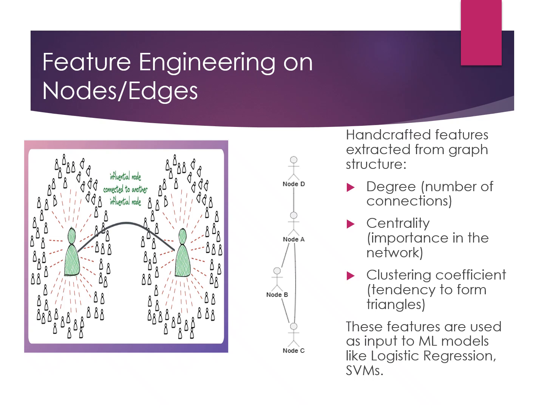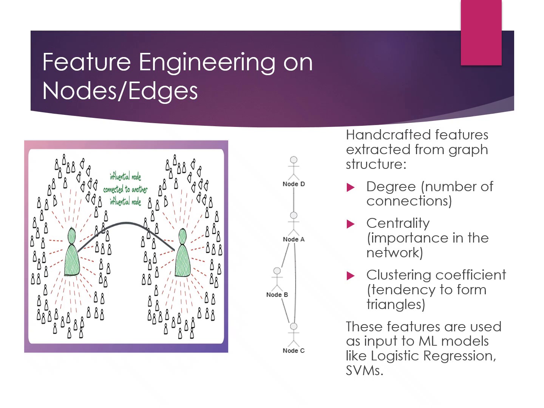Feature engineering means extracting properties directly from the graph structure. It includes degrees, centrality and clustering coefficient. Degree suggests how many connections a node has. Centrality shows how important a node is in the network, while clustering coefficient shows how often a node forms triangles with its neighbor. These handcrafted features are then given as input to ML models like logistic regression or SVM.